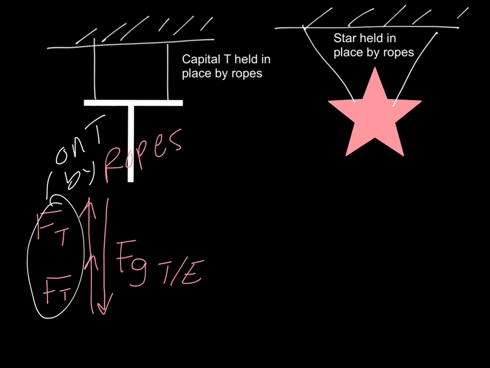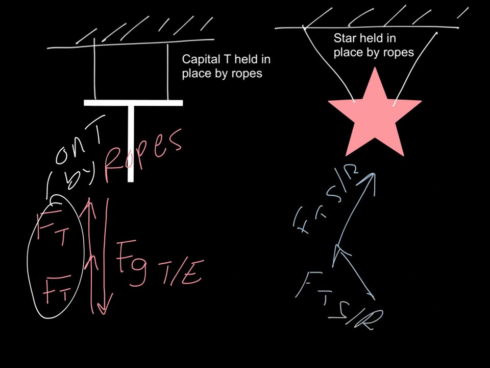And then the star, you have force, tension on star by rope. You have force, tension on the star by the rope, and then straight down, gravitational force on star by earth.